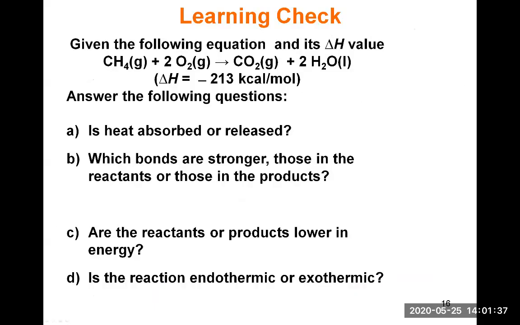So let's use this knowledge and go through a learning check. Given the following chemical equation, CH4 in the gas phase plus 2 oxygen molecules in their gas phase will give CO2 gaseous and 2 molecules of water liquid. And so we are given the delta H for this reaction. Delta H, remember, is called the heat of reaction or the enthalpy change, and it's negative 213 kilocalories per mole when you have this reaction occurring from left to right.